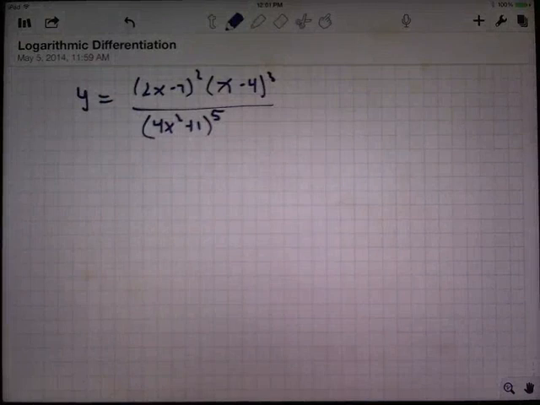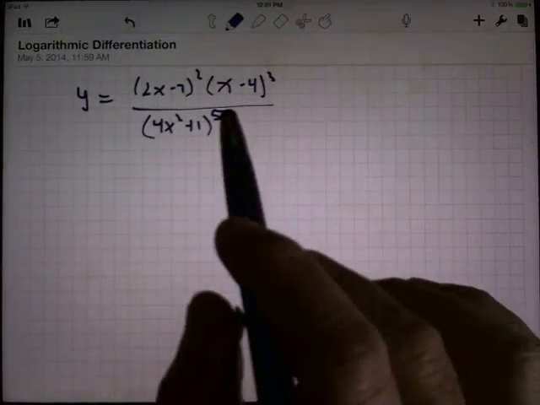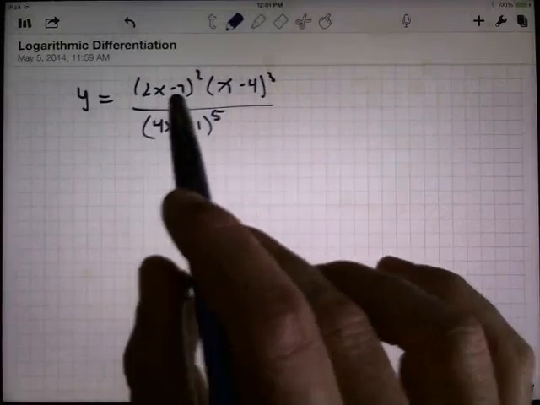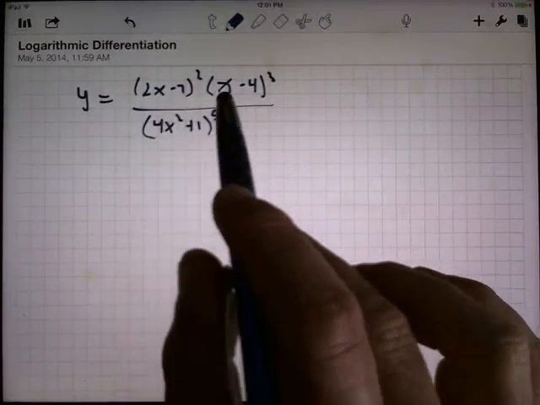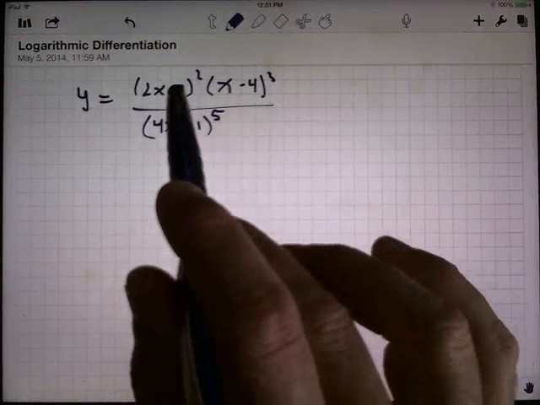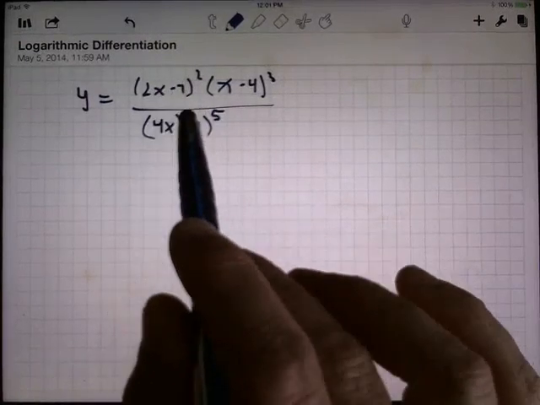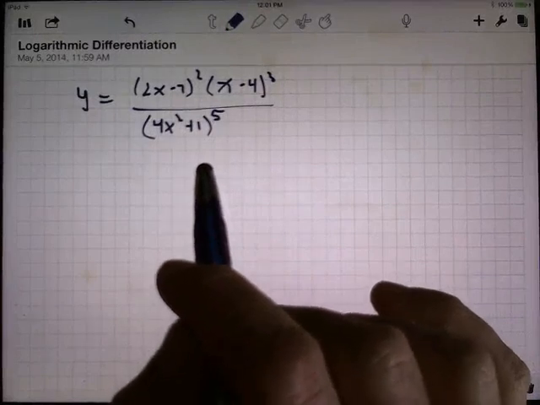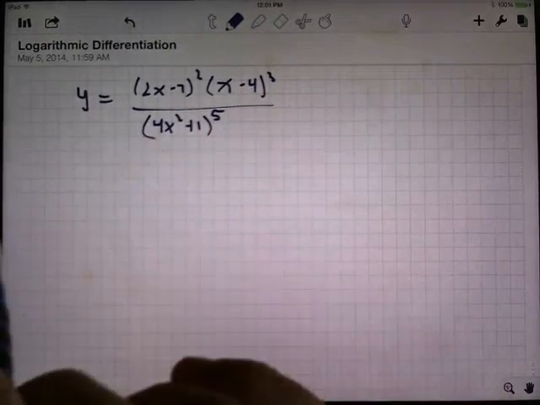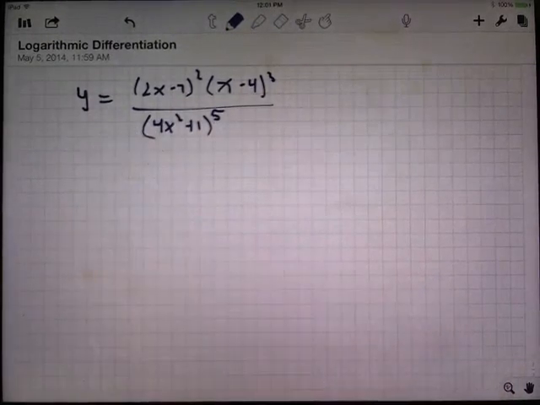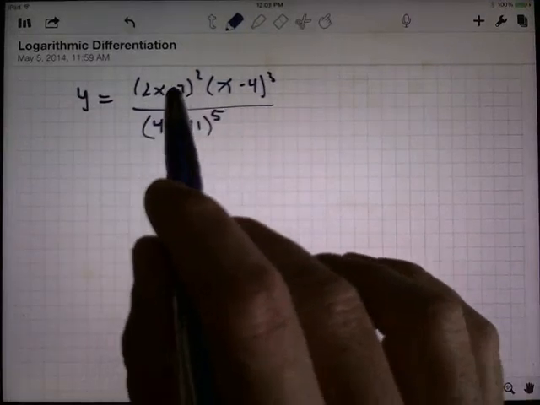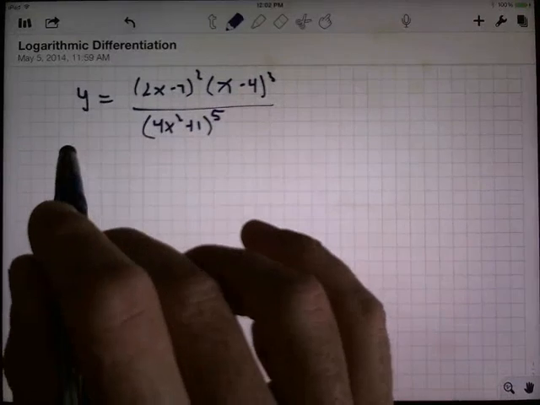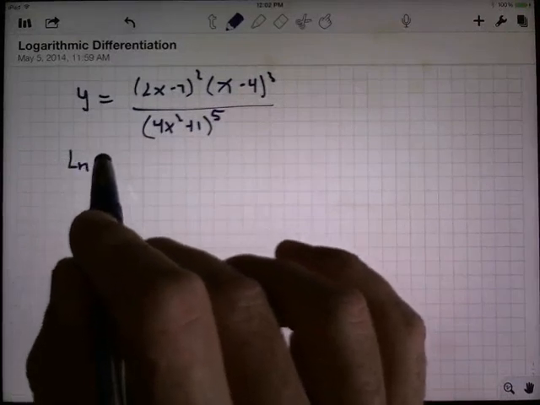Okay. Now, this is a quotient, so I could use the quotient rule, and within the quotient rule I've got to take the derivative of the top, and the top is a product, so there's a product rule that I might use, and each of the things in a product is a power, and I could do this with the rules that I already had. However, what I want to do is what I call logarithmic differentiation, because this is a quotient of powers of things, take the natural log of both sides.